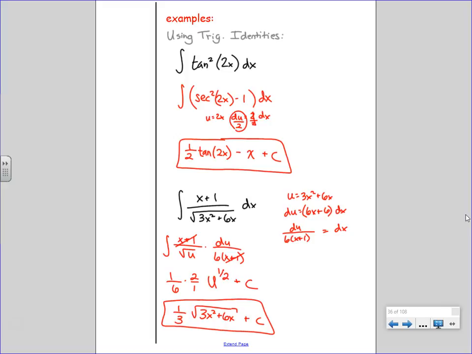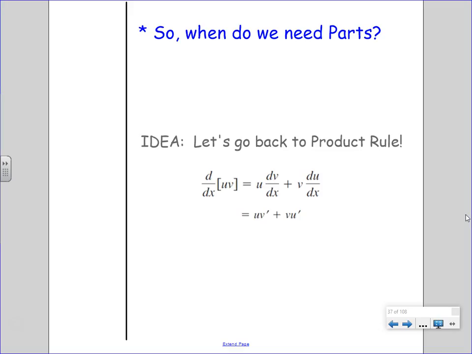So wait a minute, these are all ones that we could solve, right? Kind of. But did they have little tricks? Yeah, I got a little trick. So what on earth do we need parts for? We can do so much. Parts are for schmucks. But what about this one?